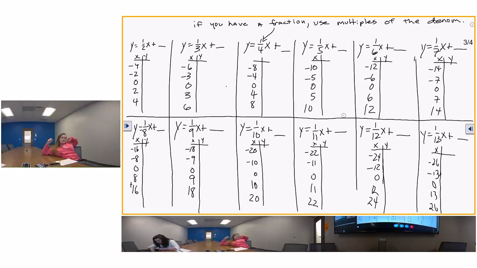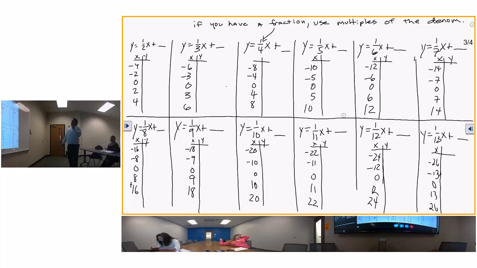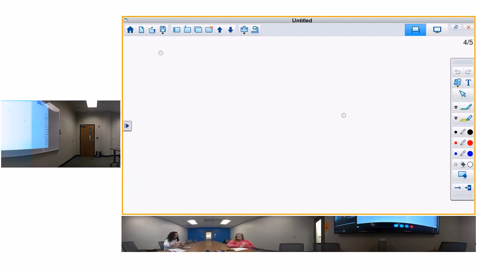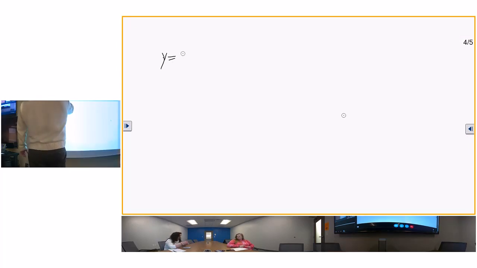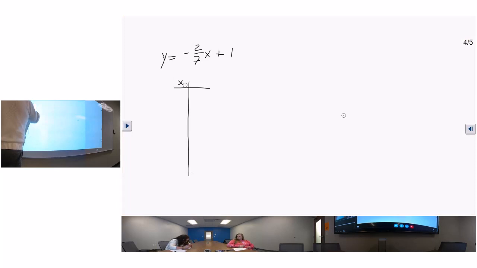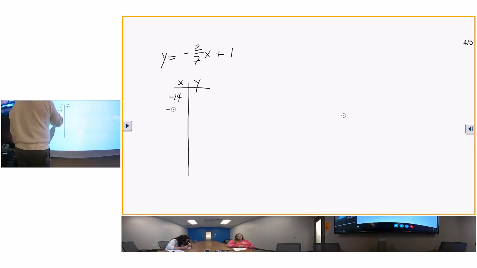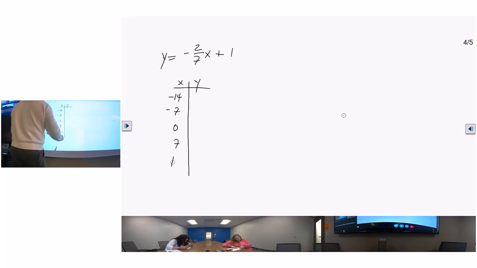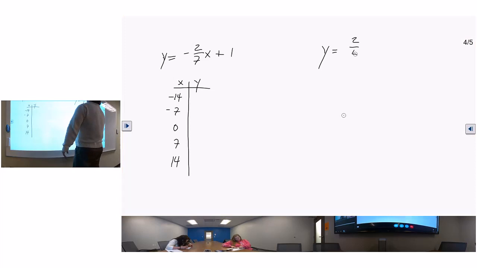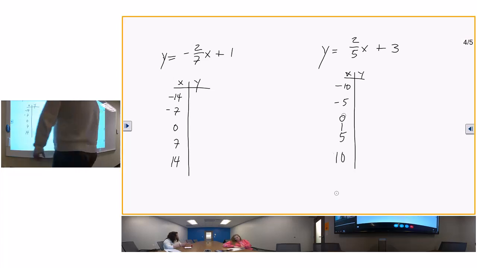Is this the Y-Intercept? Yeah, Y-Intercept. We're going to get to the Y-Intercept after this, okay? You have a fraction. What if I give you this? And you don't have to graph it. Just give me the 5 points with y is equal to negative 2 over 7x plus 1. I want you to actually do the calculations. x values negative 14, negative 7, 0, 7, and 14. Do that one, and I'm going to give you another one. y is equal to 2/5 x plus 3, with x values negative 10, negative 5, 0, 5, and 10.